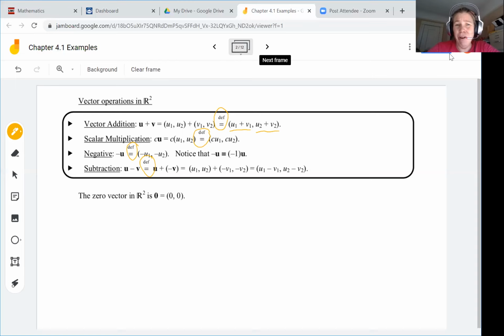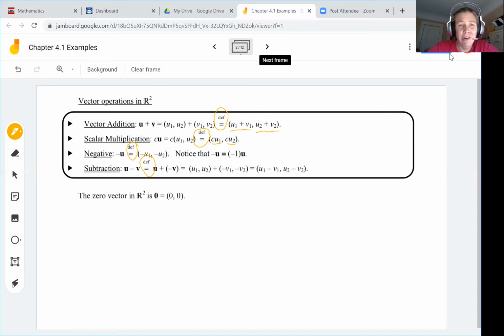If you are multiplying your vector by a scalar, for example, scalar c multiplied by vector u here, scalar c gets multiplied by each component, in this case u1 and u2, of the vector. We're going to see in n dimensions, the same operations apply. So same definitions when we get to n dimensions.